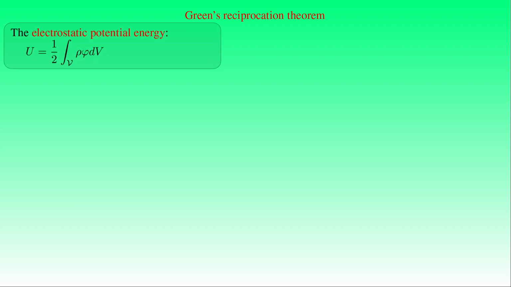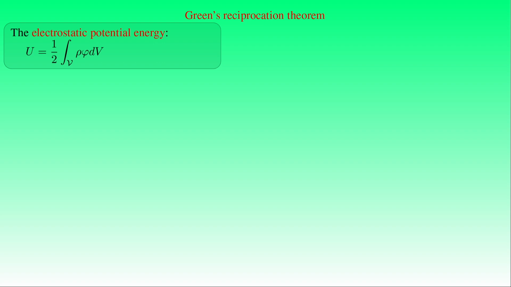After having proven the theorem, we explain how it is related to the potential energy of a system of charged conductors. First, we note that the electrostatic potential energy U of a volume charge distribution ρ producing the electrostatic potential phi is given by 1 over 2 times the volume integral of the product of the electric charge density ρ and the potential phi over the volume V enclosing the non-vanishing region of the charge distribution.